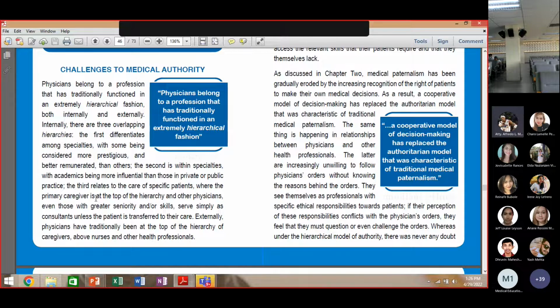transferred to their care. Okay, so this is the different field. Internally, this structure denotes certain specialties. For example, you are the consultant. When you say you are the consultant, it doesn't mean you are employed inside a system, like a healthcare system. There are many ways to practice medicine.